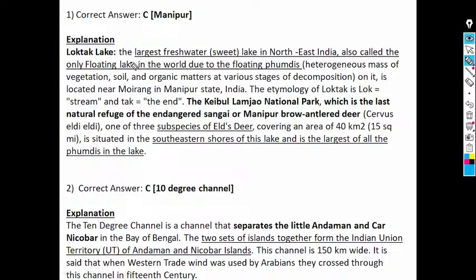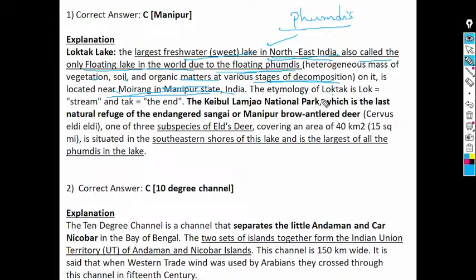First is that Loktak Lake is the largest freshwater lake in Northeast India. It is also called the only floating lake in the world due to the floating phumdis. There is a heterogeneous mass of vegetation, soil, and organic matter at various stages of decomposition on it. It is located near Moirang in the Manipur state, India.